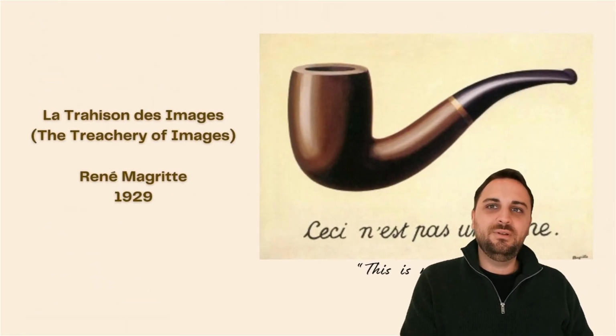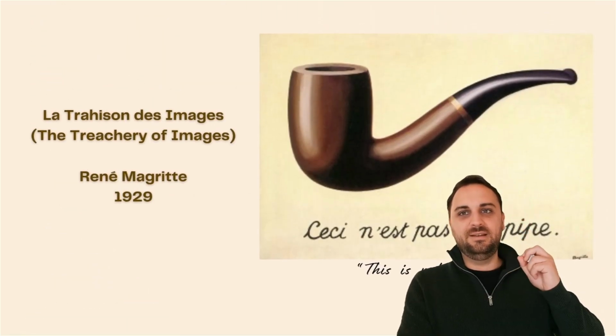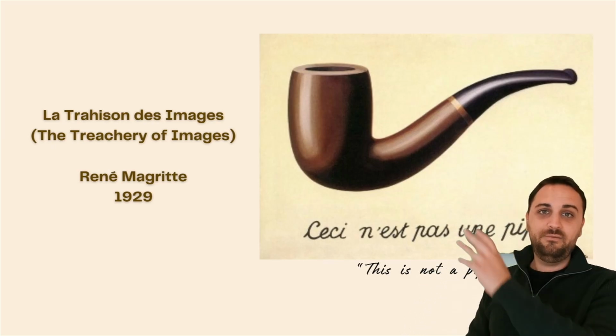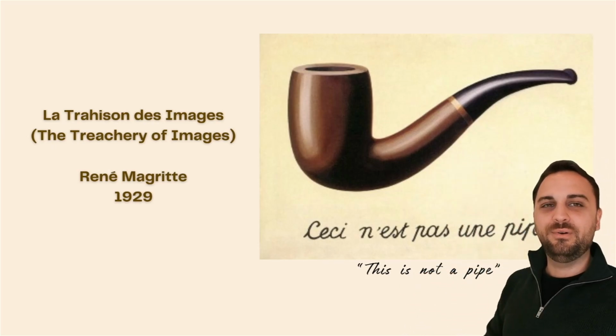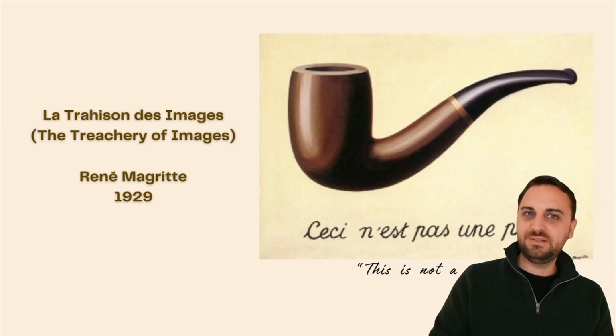I would like to show you Le Trésor des Images. It's a 1929 painting of a wooden pipe. Actually, I don't know if it's wood. And it says, "This is not a pipe." And I think this is very important. It's one of my favorite paintings. And a lot of people misunderstand this.